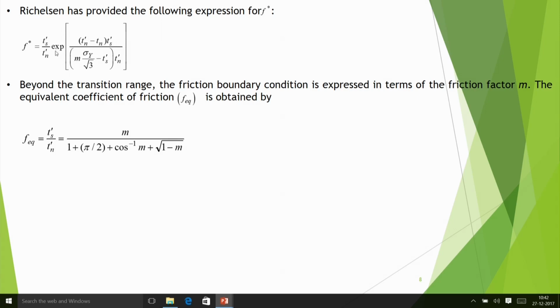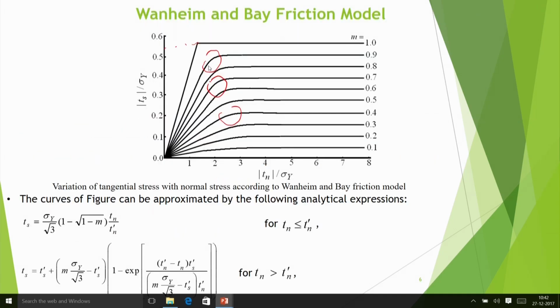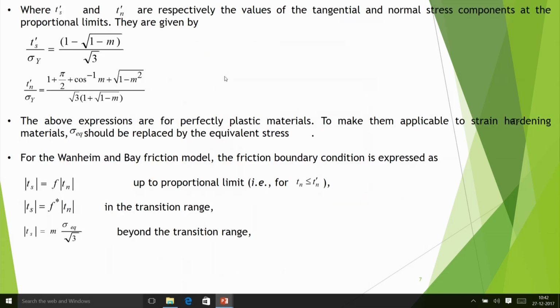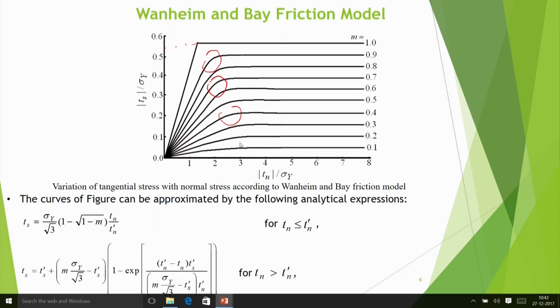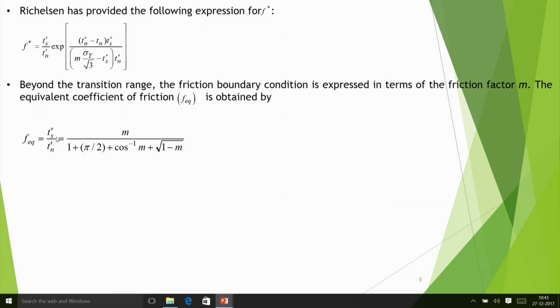So, in this region, the equivalent Coulomb's coefficient of friction is in fact dependent on the amount of the normal stress T n. That is why this expression is a function of T n. Beyond the transition range, the friction boundary condition is expressed in terms of the friction factor m. The equivalent coefficient of friction can be obtained like that. This is the equivalent Coulomb's coefficient of friction. If I know some m, then I can know what would equivalently have been Coulomb's coefficient of friction at low normal stress.